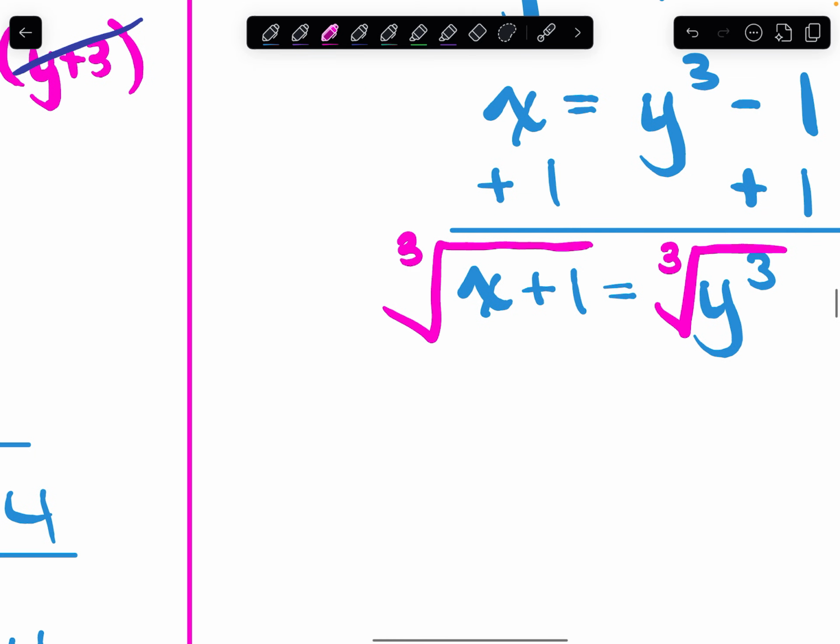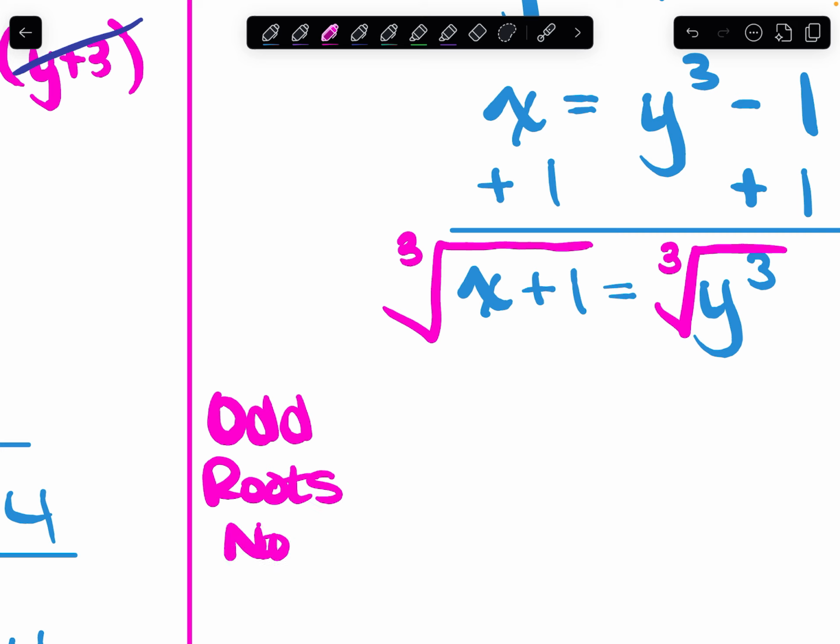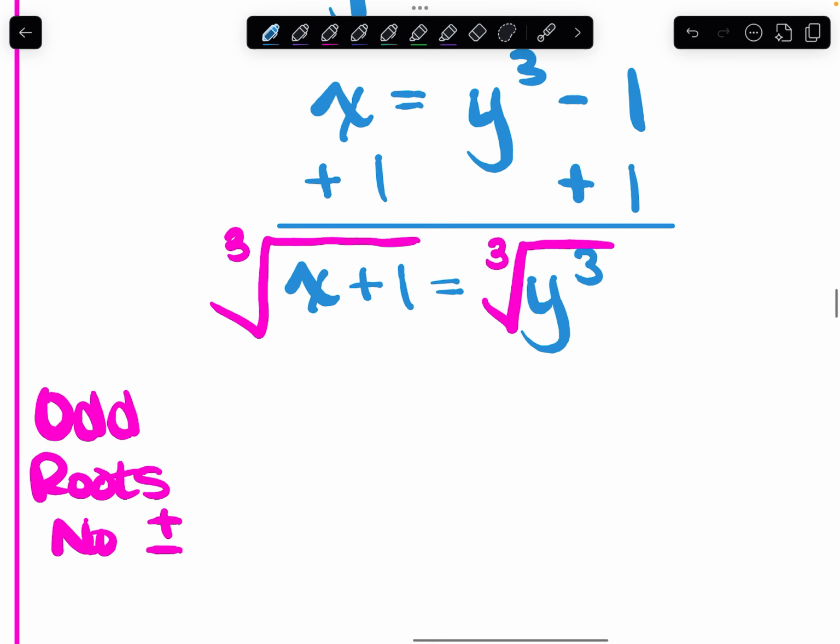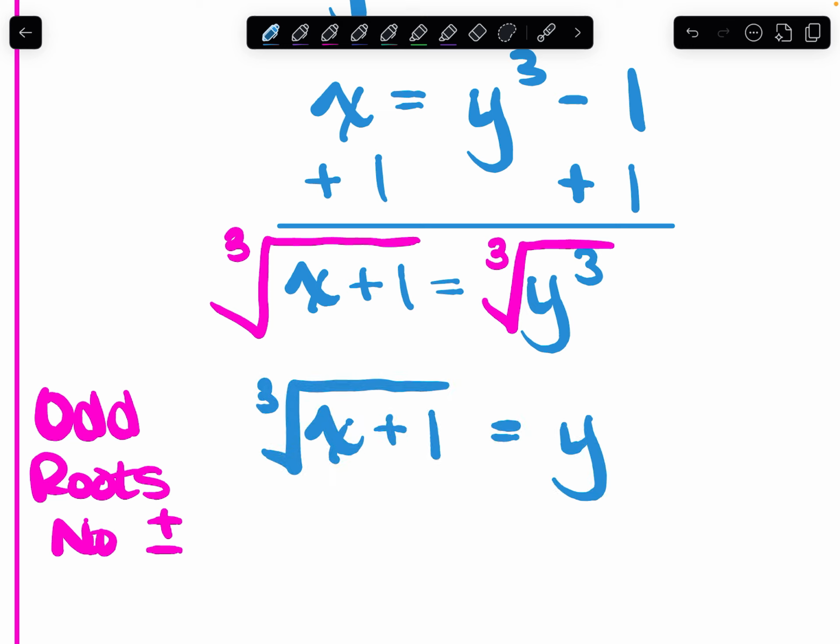Most important thing to remember is odd roots, no plus minus. Don't forget that an odd root does not get a plus or minus. Okay. So that's going to give us x plus 1 under a cube root equals y.